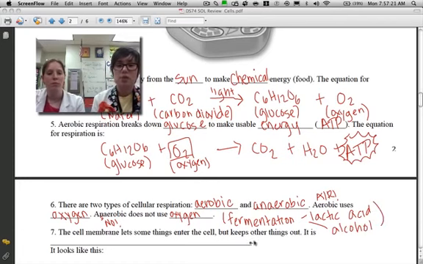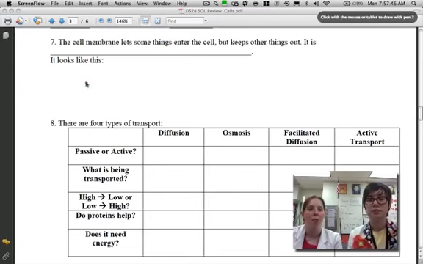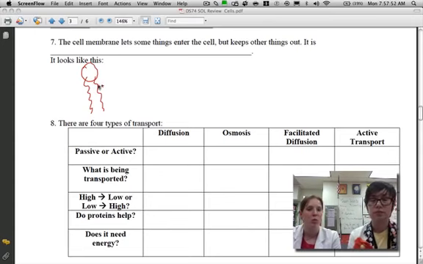All right, let's look at number 7. The cell membrane lets some things enter the cell but keeps other things out. It is selectively permeable. That's important. So remember, the cell membrane is made up of phospholipids, and they look like this. They've got two tails and a head. So let's just talk about a phospholipid, and then we'll jump into the whole membrane. So let me label this phospholipid.